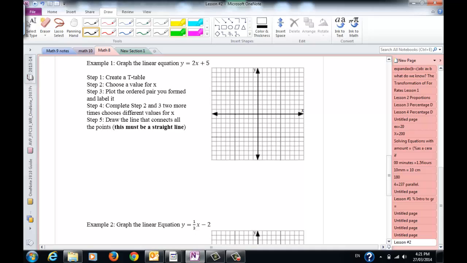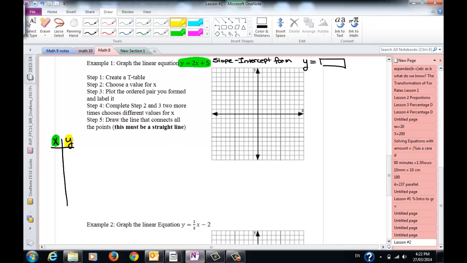So let's graph the linear equation y equals 2x plus 5. This is slope-intercept form. We'll talk about the form a little bit more next class. And all it means is that your equation is 1y equals something. All right, so we want to graph this. So our first step is to create a t-table. Now, traditional t-tables are just a t, and they have our x variable on the left side and our y value on the right-hand side.